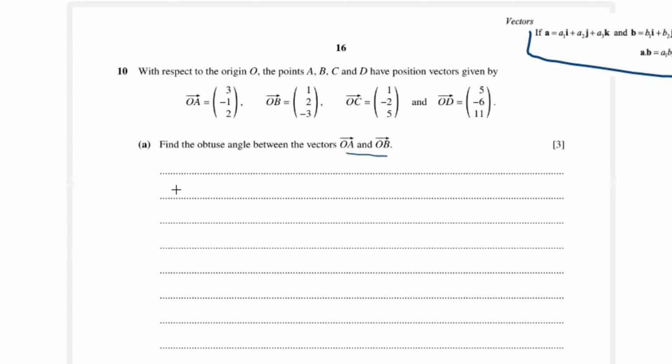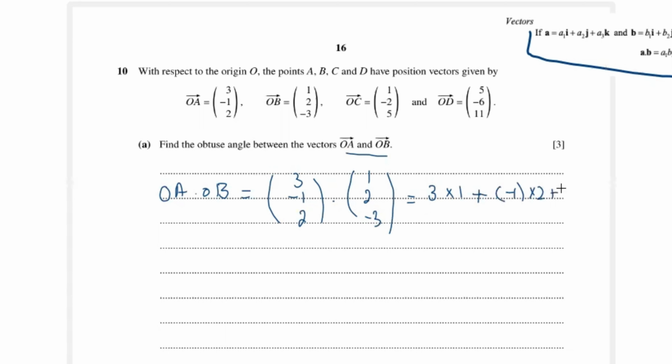Now you see here, firstly we find OA dot OB. Now OA dot OB will be equal to 3, minus 1, 2 dot 1, 2, minus 3. That will be equal to A1 A2, 3 multiplied by 1 plus minus 1 multiplied by 2 plus 2 multiplied by minus 3.